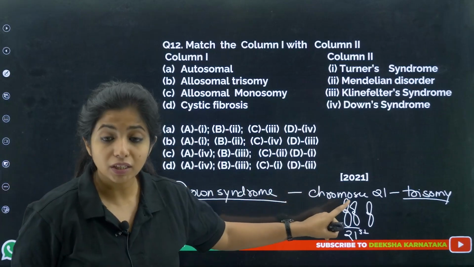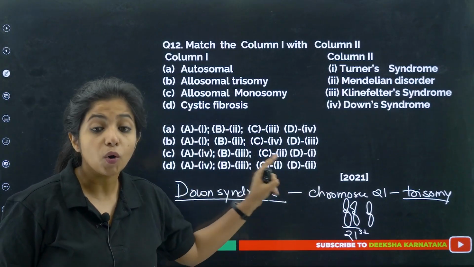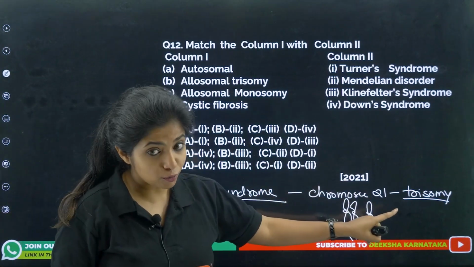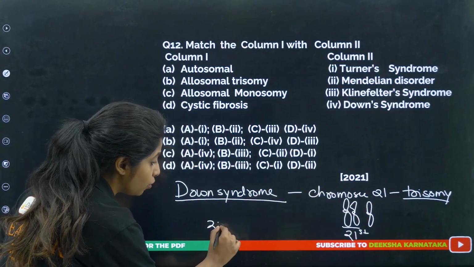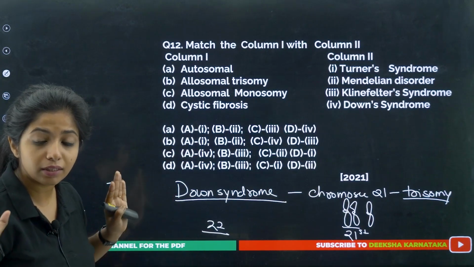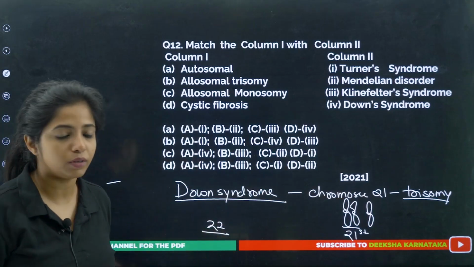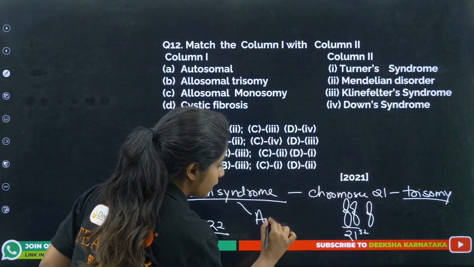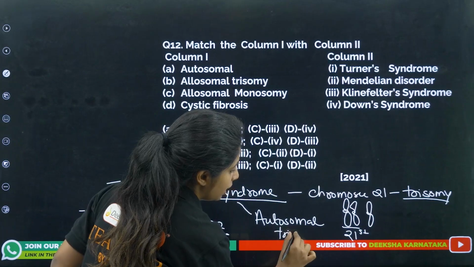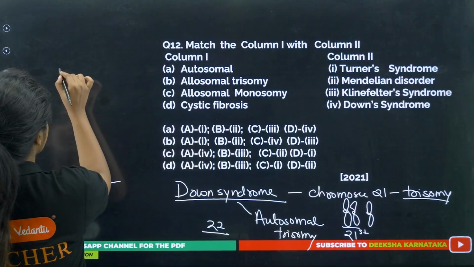Is it autosomal or is it allosomal? Children, 21st chromosome, remember until 22 all of them are autosomes. They do not have to do anything with the sex of the organism, right? 21st chromosome, that means it is autosomal. So, Down syndrome is basically an autosomal disease, and this is autosomal what, children? Trisomy.